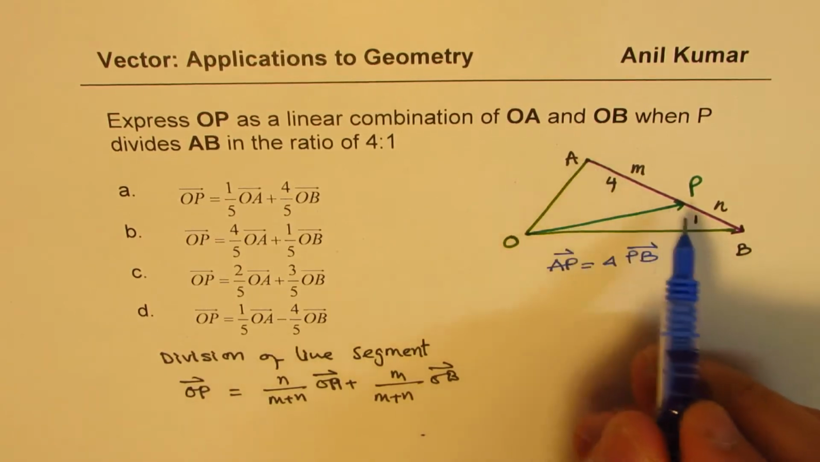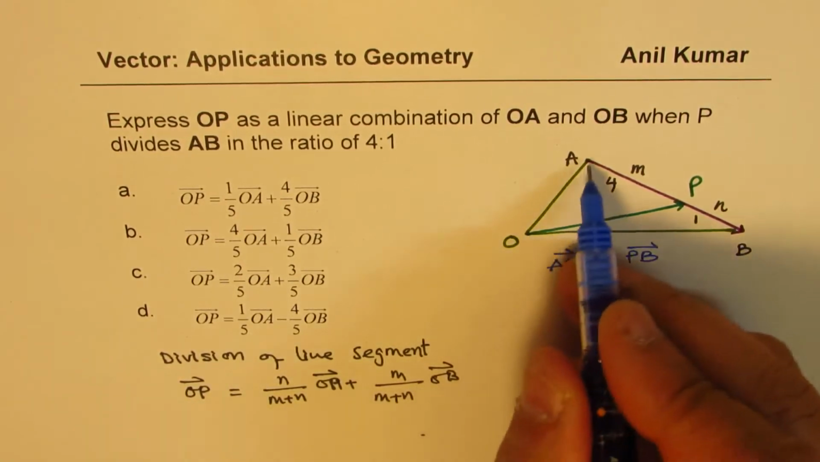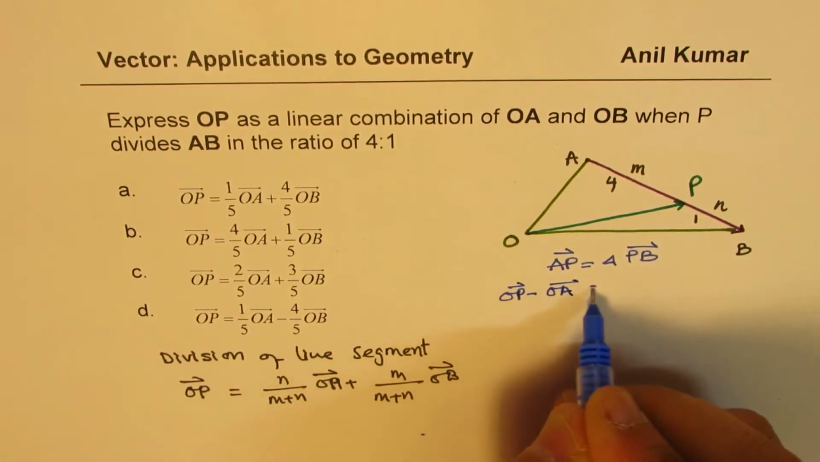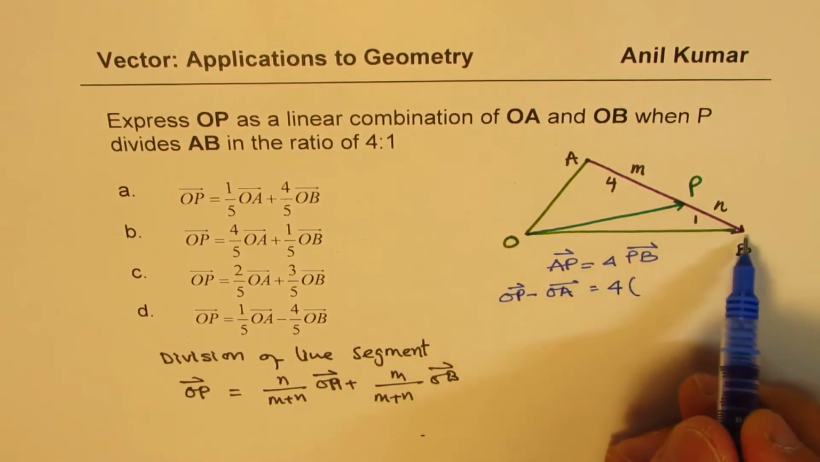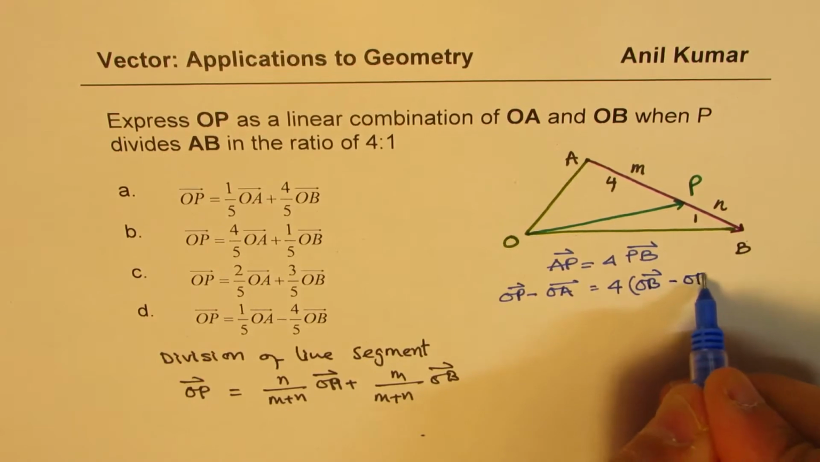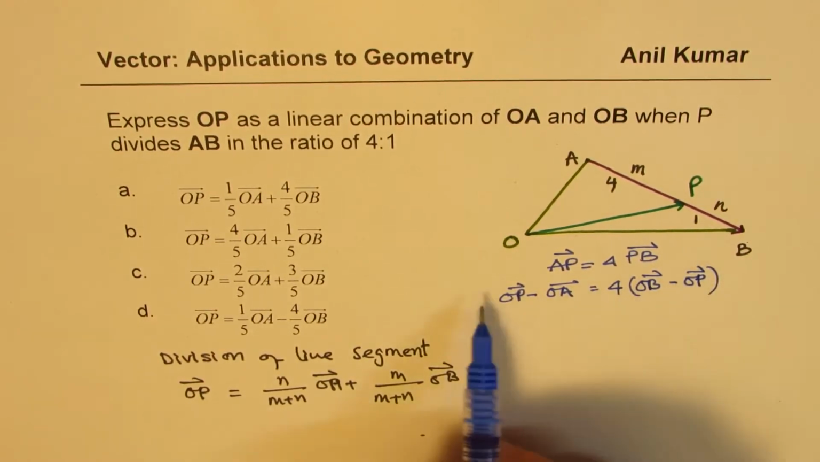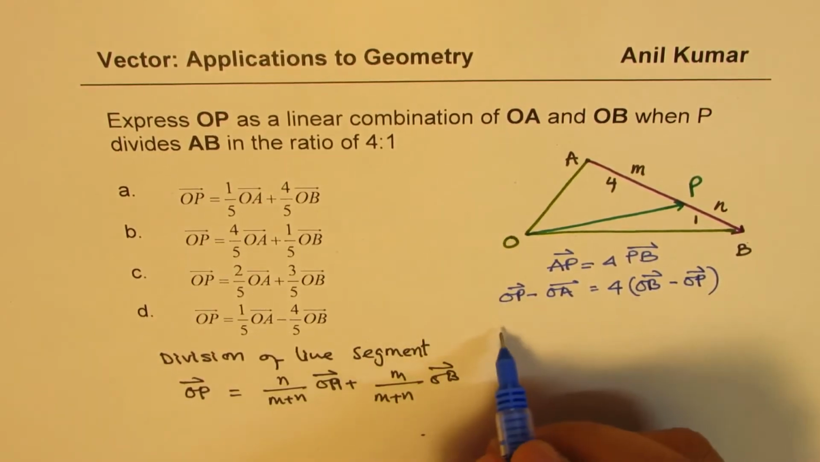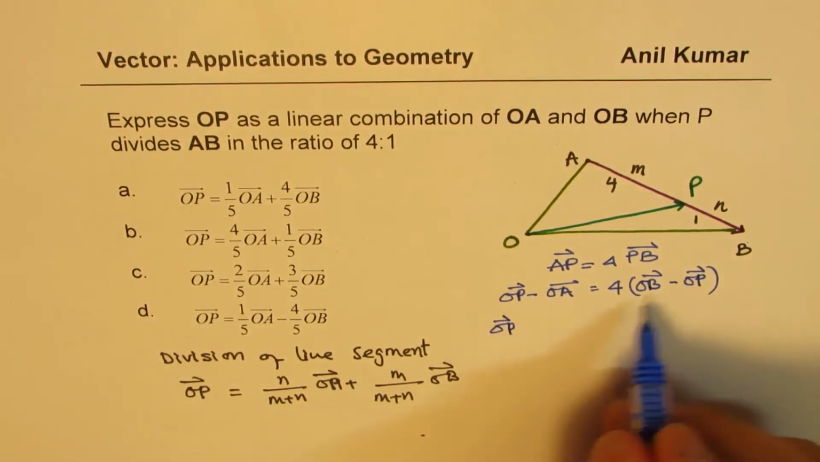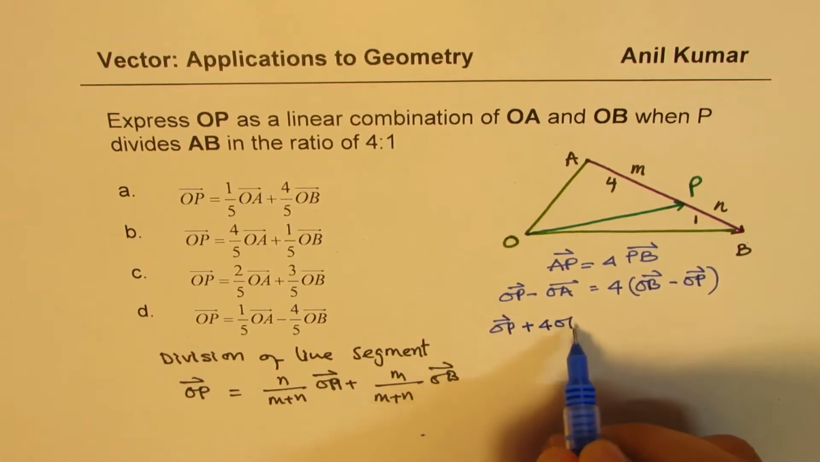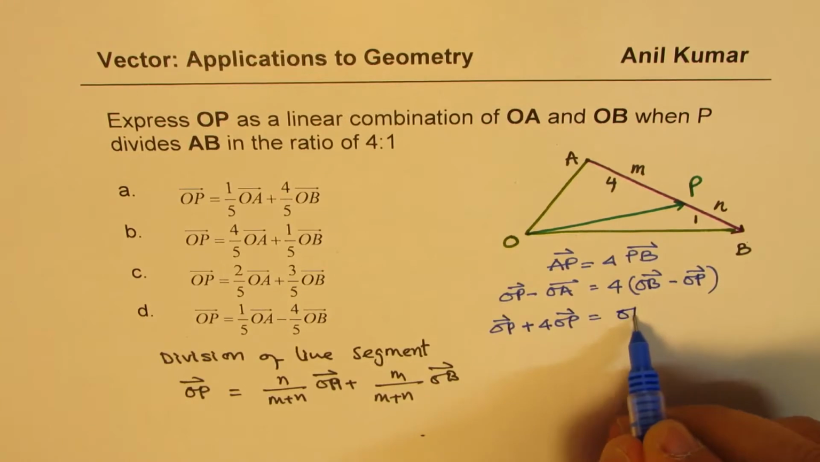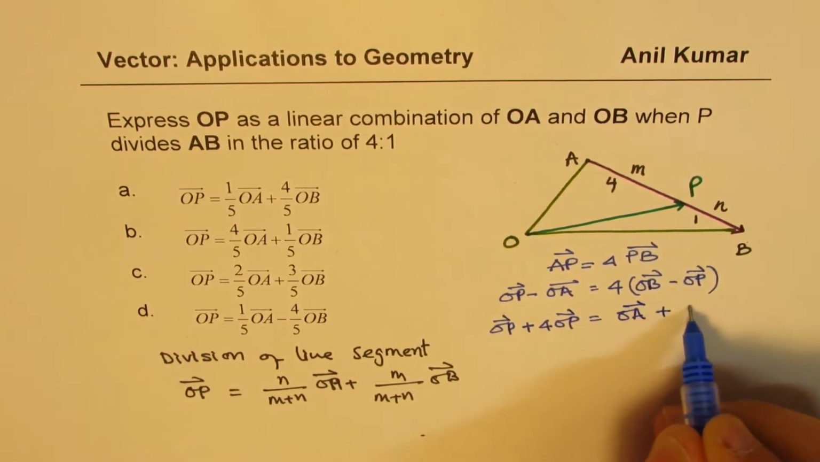Now what is AP? AP is OP minus OA. So we could write this as OP minus OA is equal to 4 times PB, which is OB minus OP. Now we need to isolate OP. Let's bring it here. So we have OP, bringing this here, minus becomes plus 4 OP, and taking OA on this side, we get OA plus 4 OB.